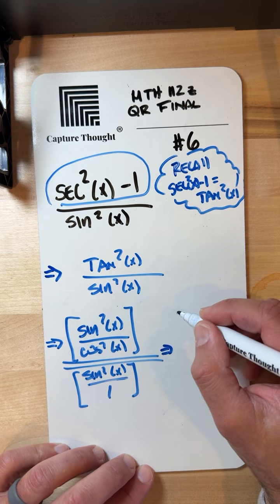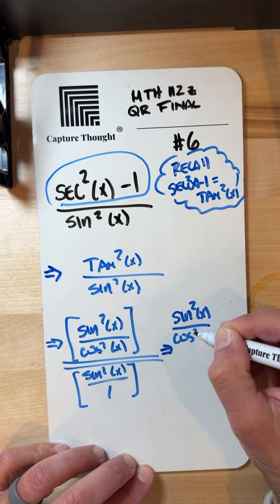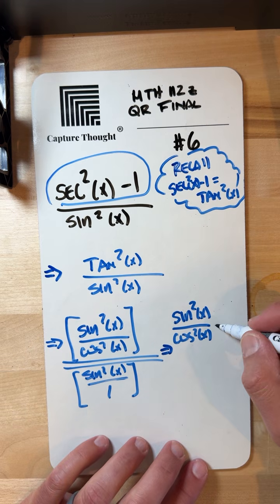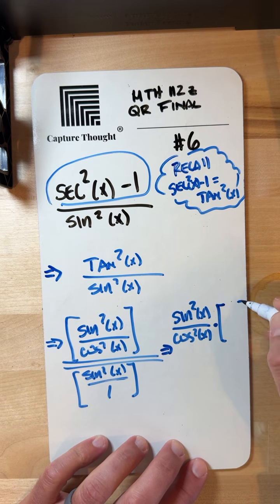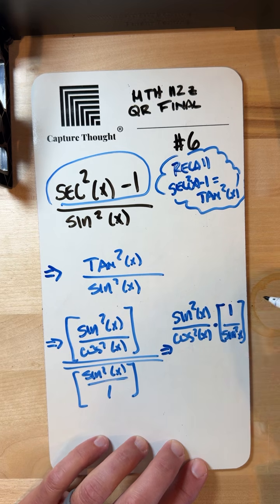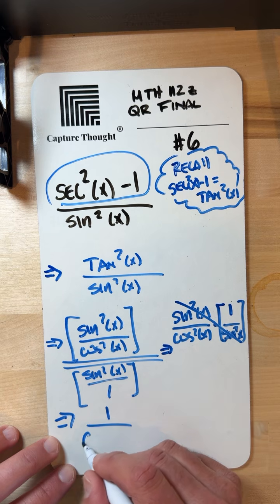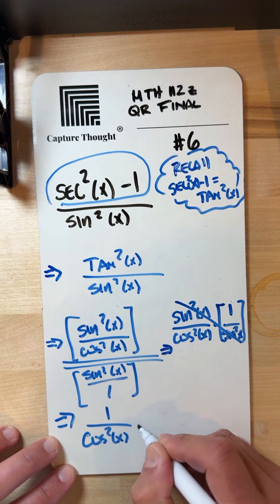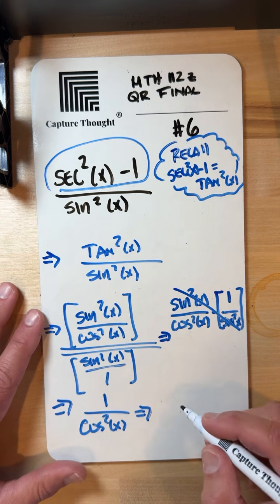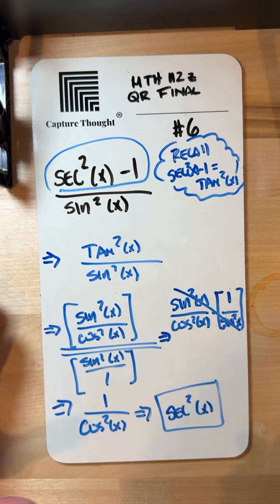So that means I'm going to keep the top, sine squared x over cosine squared x. I'm going to change from a division sign to a multiplication sign, and I'm going to flip this one over. So that's a 1 over sine squared x. Now these are gone. That leaves you with 1 divided by cosine squared of x. And we know that 1 over cosine anything is just the secant of that thing. So this becomes secant squared of x. And that's your final answer. That's how you think about that one.